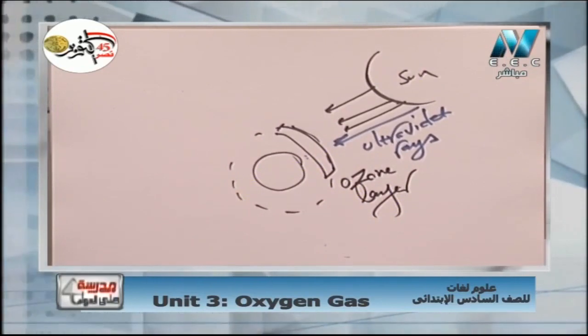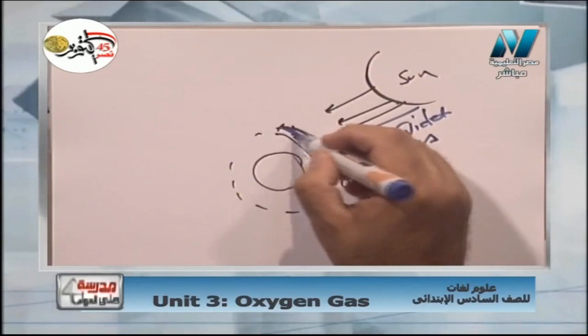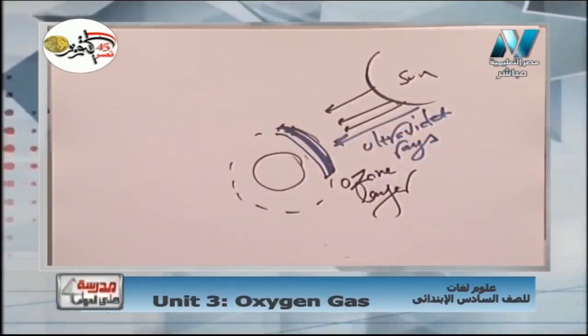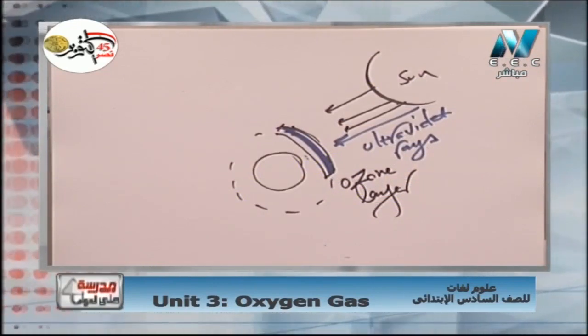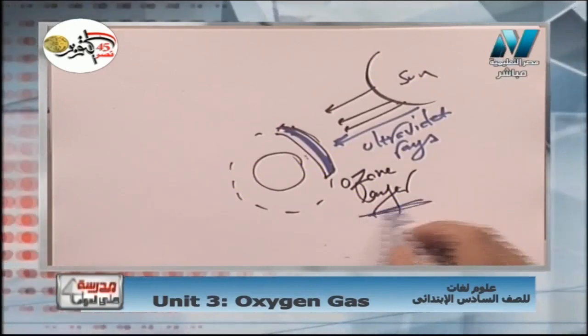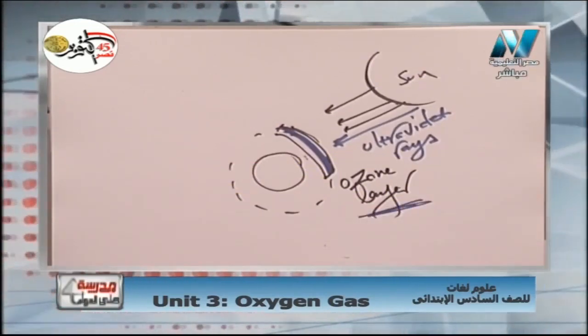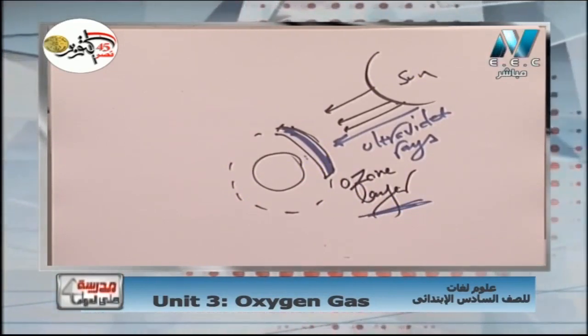بتمتص الأشعة الفوق بنفسجية. يبقى الطبقة دي مهمة جدا، هي already موجودة في الاتموسفير عشان تعمل حماية أو protect the earth، تحمي الأرض from ultraviolet radiation. Again, the ozone layer, طبقة الأوزون طبقة مهمة جدا that protects the earth by absorbing the ultraviolet radiation coming from the sun.